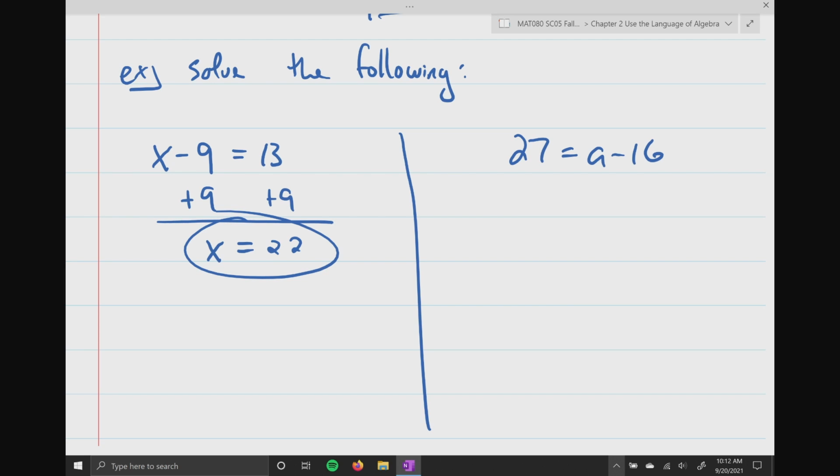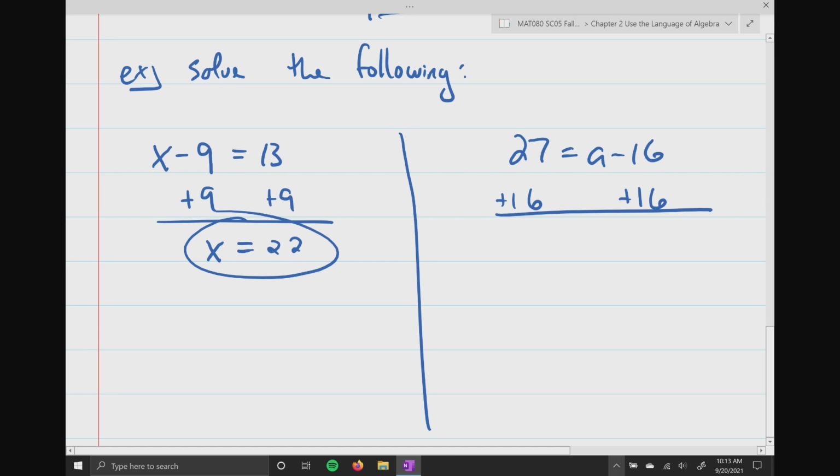All right, second equation. It's basically the same as the first. 27 equals a minus 16. Now, the variable's on the right-hand side, but that doesn't matter for us. What matters is we need to find the variable, and then we need to apply some sort of technique. In this case, we're going to add 16 to both sides.